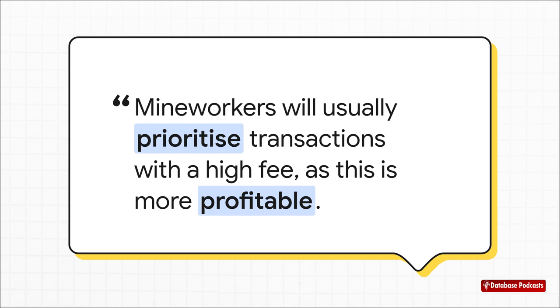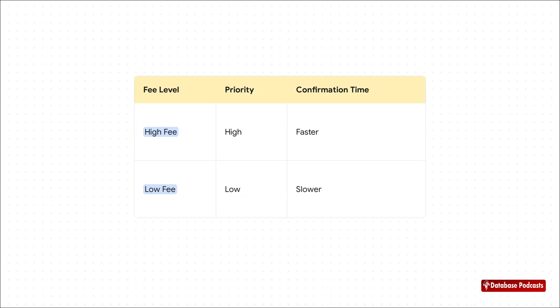It's just more profitable for them to do it that way. And this creates a really clear trade-off for you, the user. Think of it like this. Paying a higher fee is like buying a VIP pass. You get to skip the line. Your transaction gets high priority, and it gets confirmed fast. On the flip side, if you choose a lower fee, you're basically telling the network, hey, I'm in no rush. Your transaction will get a lower priority, and it's just going to have to wait its turn.